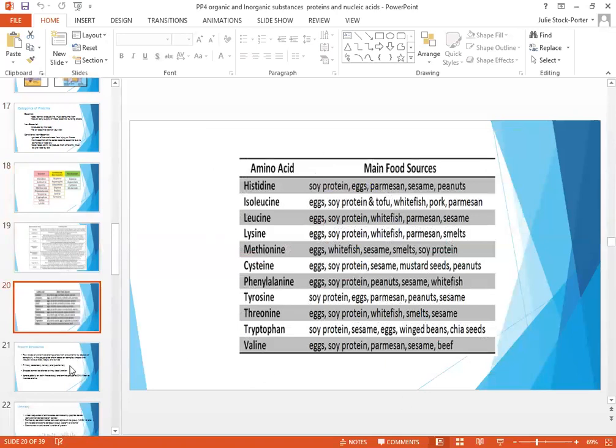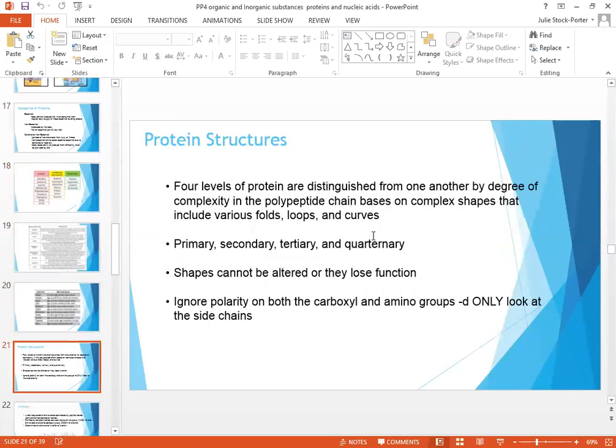And here again, now we talk about our protein structures. Four levels of proteins are distinguished from one another by degree of complexity in the polypeptide chain, based on complex shapes that include various folds, loops, and curves. You'll understand what I mean by that as we move on. We have primary, secondary, tertiary, and quaternary.